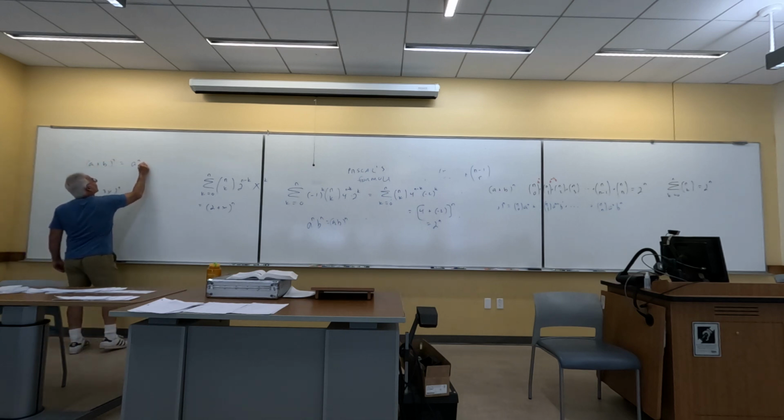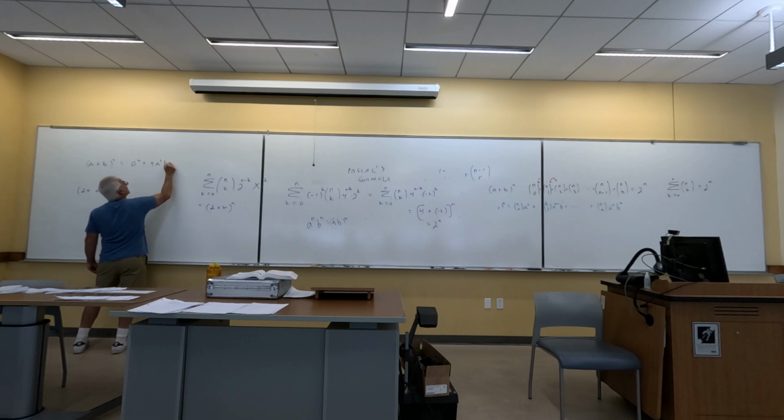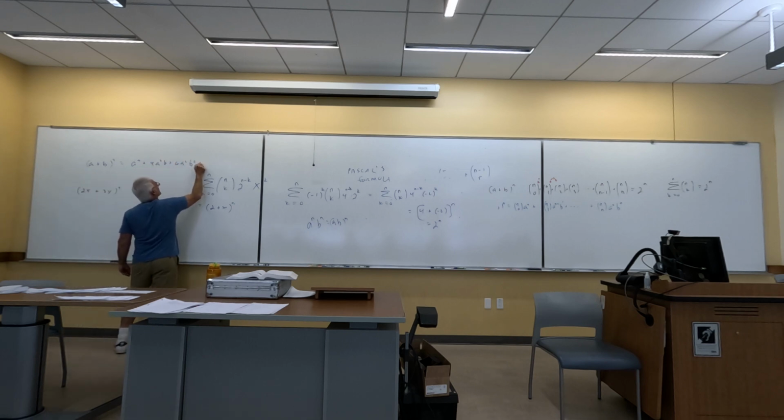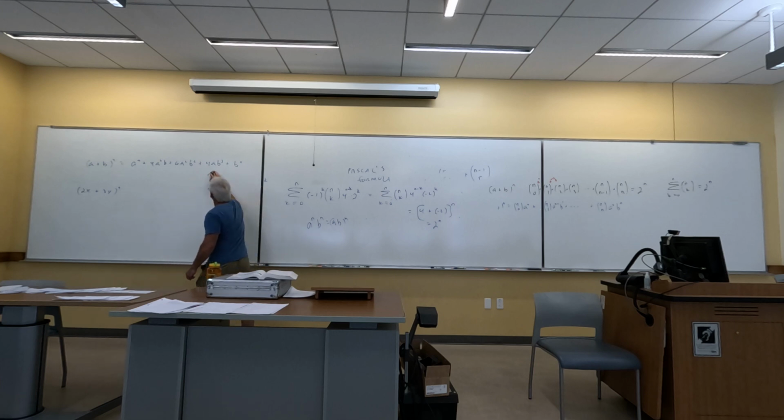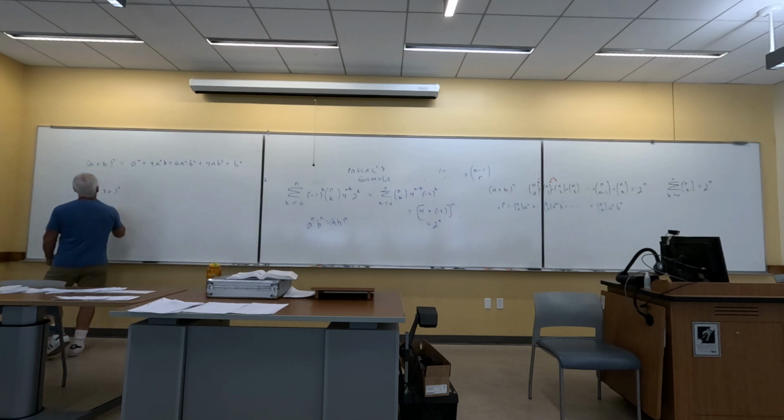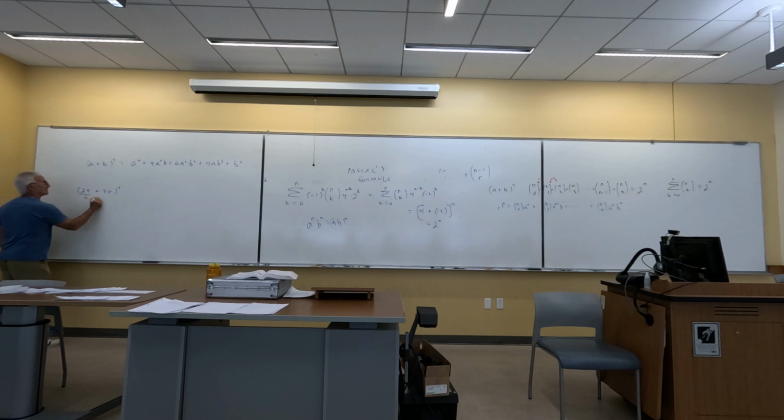That was a to the 4th plus 4a cubed b plus 6a squared b squared plus 4ab cubed plus b to the fourth. How do I use that to my advantage? Well, in this case, this is my a, this is my b. So it's really not that complicated.